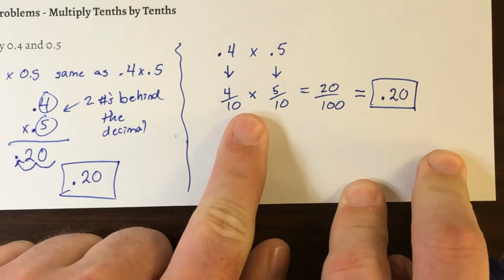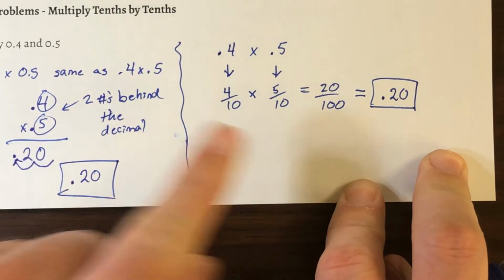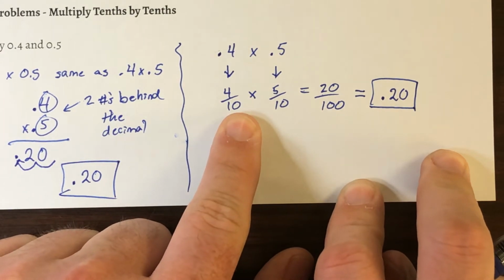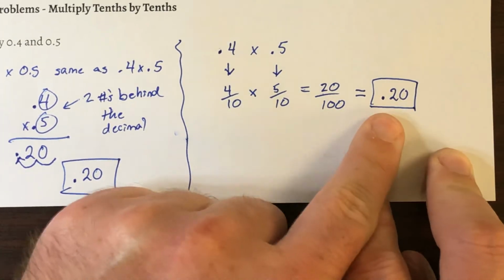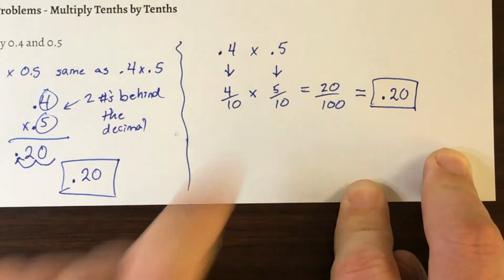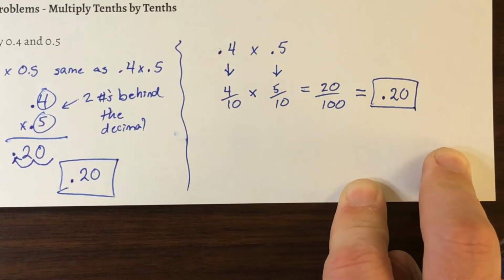So if you like fractions instead of decimals, convert your decimals to fractions, do your business, and then convert it right back to a decimal to match what the question originally was. Next example.